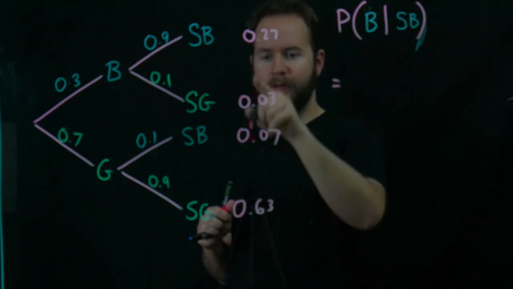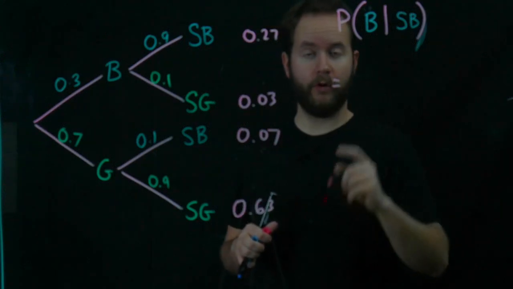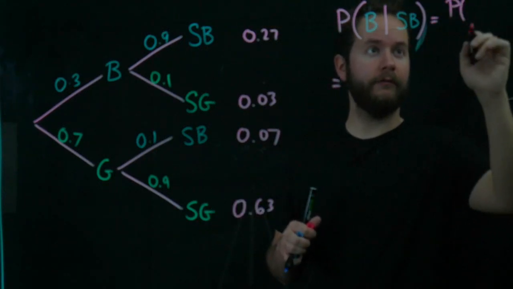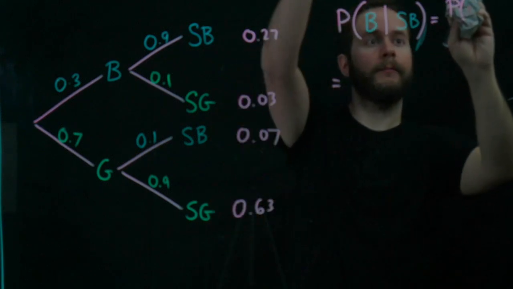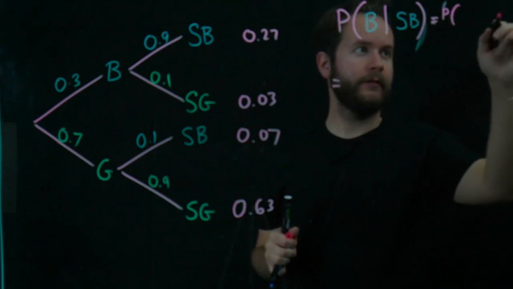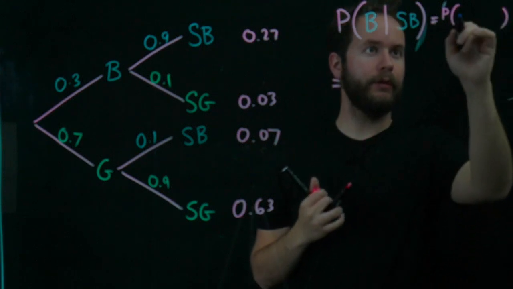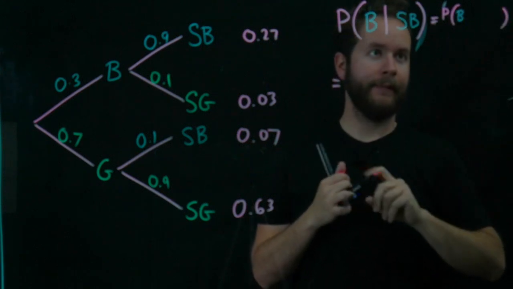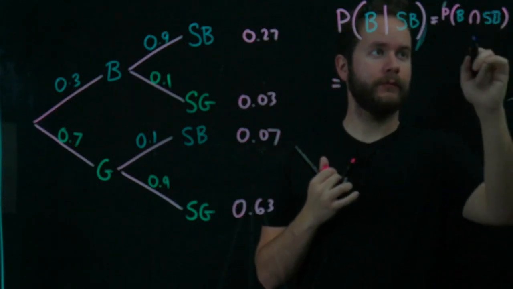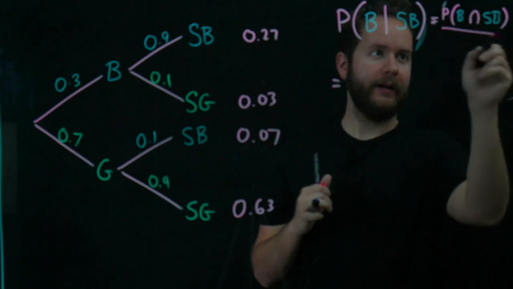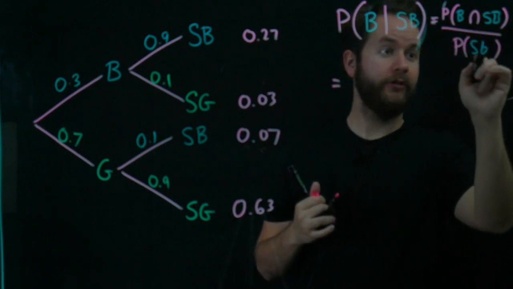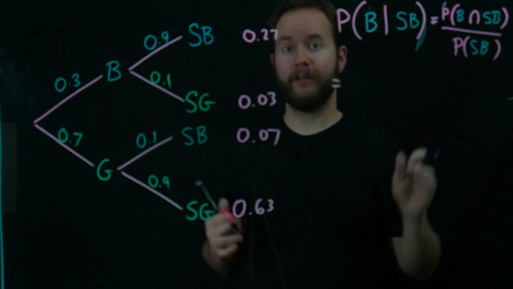We're going to look at these endpoint probabilities to figure out what goes in our numerator and what's in our denominator. So this formula is: probability of blue and said blue, divided by probability that he said blue. This is just the straight formula for conditional probability.